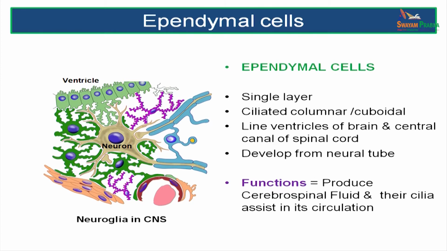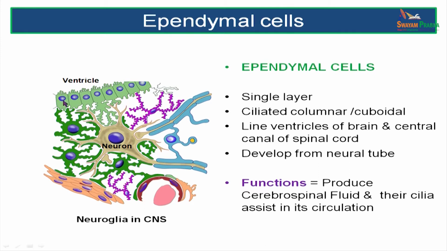Now let us study a few details about each of these cells we have mentioned. The first cell we would like to talk about is the ependymal cell. This ependymal cell lines the ventricles of the brain. You may have heard about fluid-filled cavities within the cerebrum and cerebellum. These are called the ventricles, and ependymal cells line these ventricles.